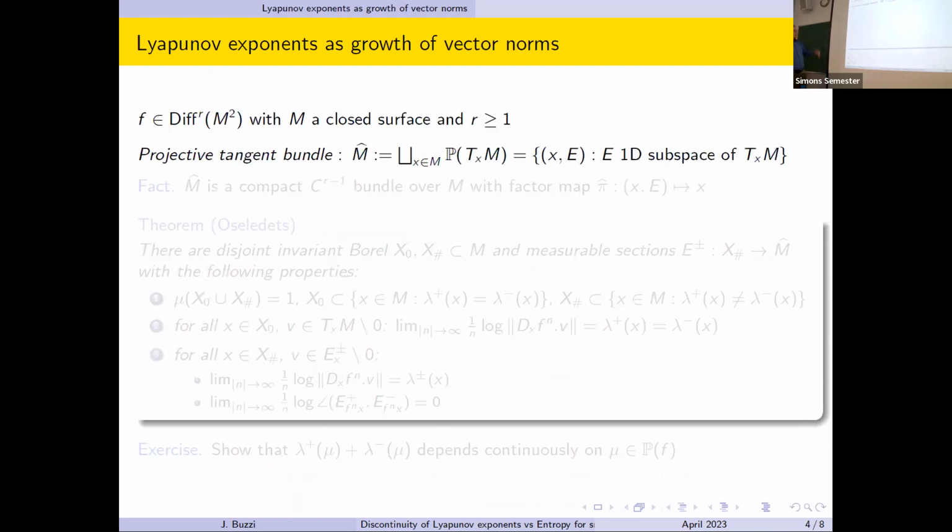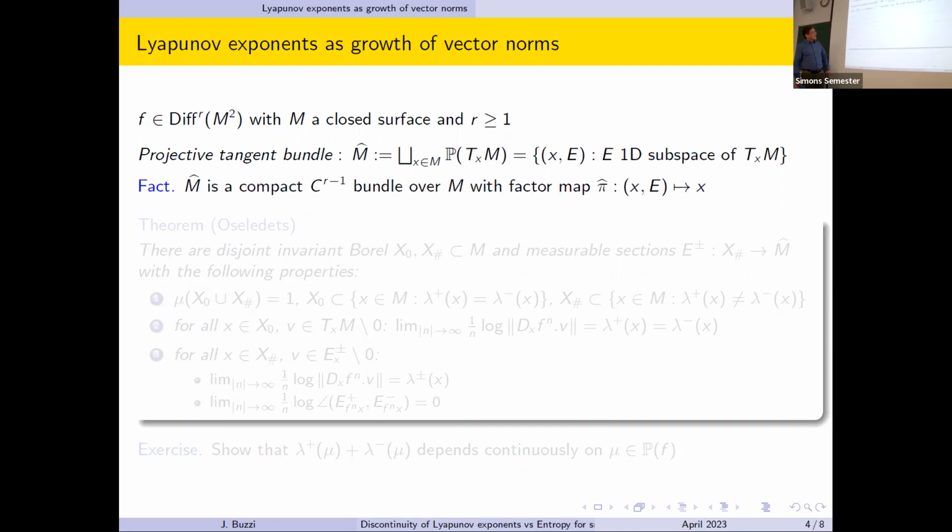Now we are back on a surface, and we want to understand our exponents much more precisely, in a much more geometric way, using Oseledets' theorem. So we are back in dimension 2, and we're considering the projective tangent bundle for the first time. I just give the definition here: over each point, you have the set of all one-dimensional subspaces.